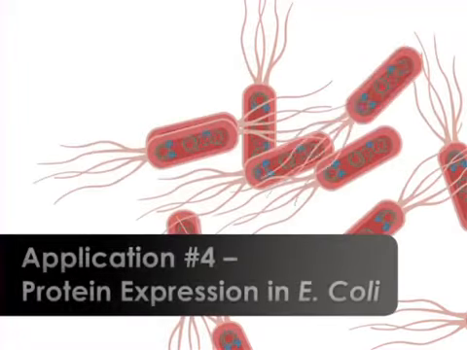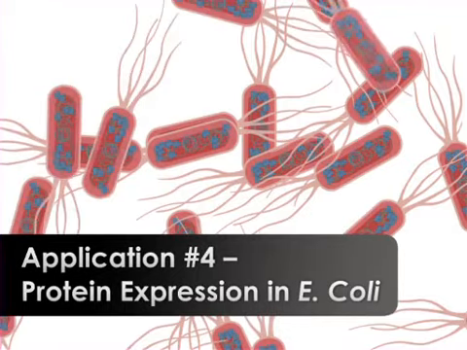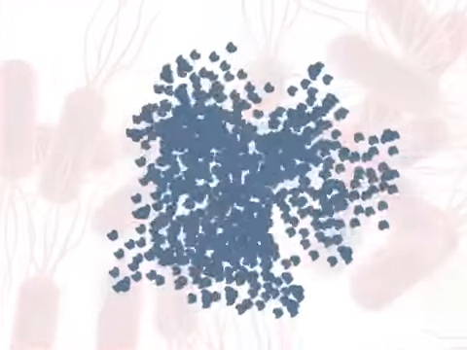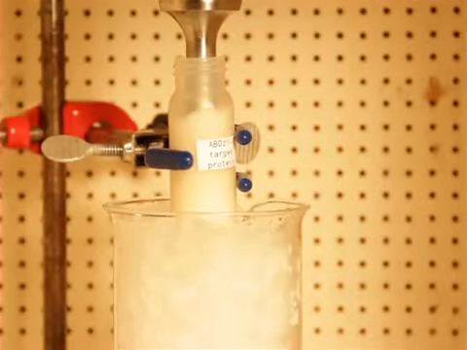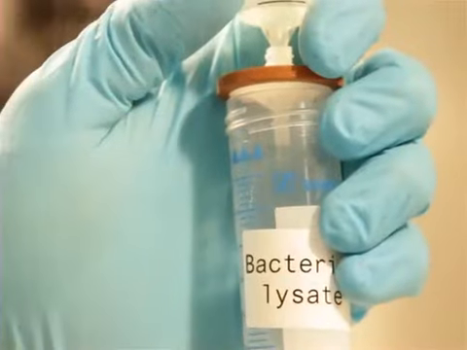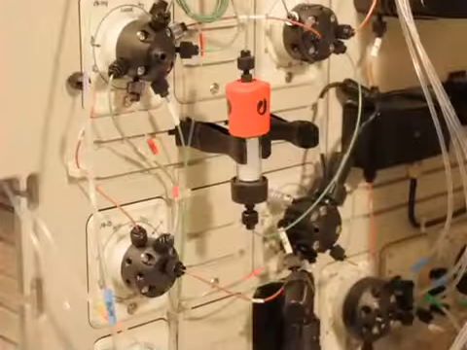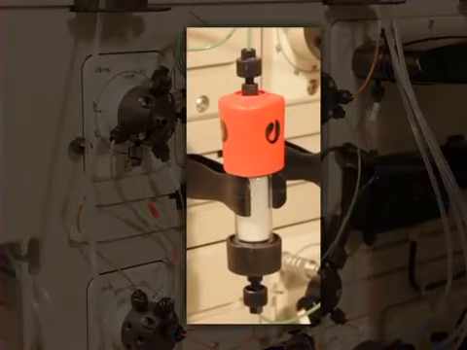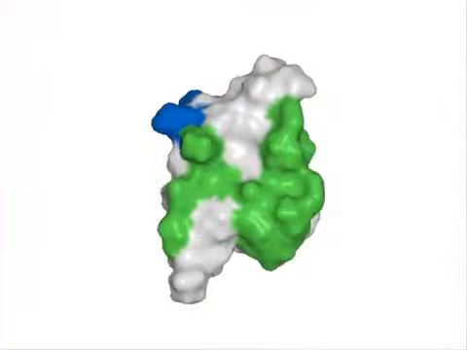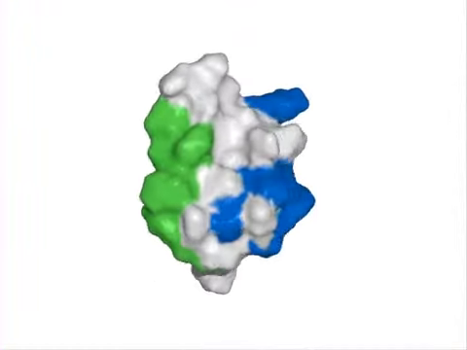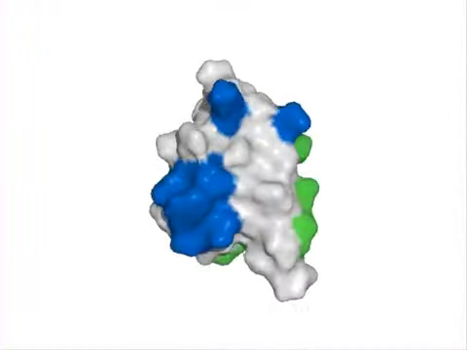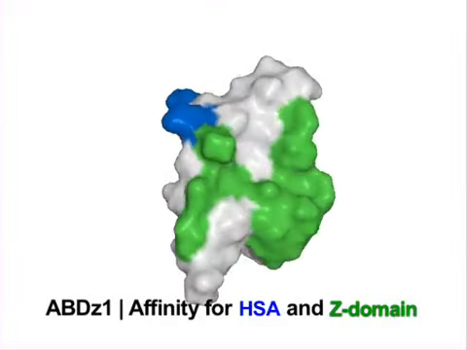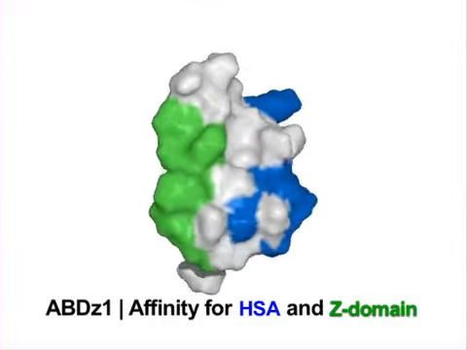Sometimes the goal of transformation is to have the bacteria generate large amounts of protein encoded by the plasmid. Here you see bacterial cells being homogenized and lysed before a technique called affinity purification can be performed to isolate the target protein. After purifying large amounts of the protein, it can then be crystallized, and the structure of the particular protein of interest can be identified.